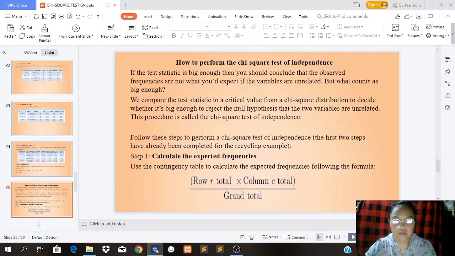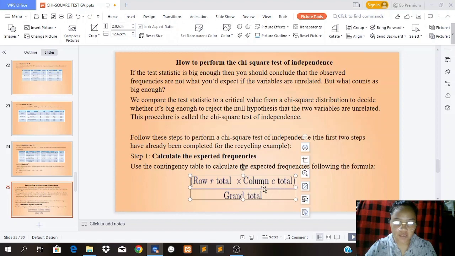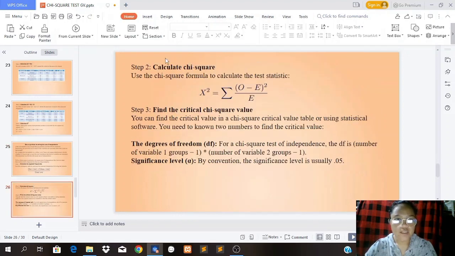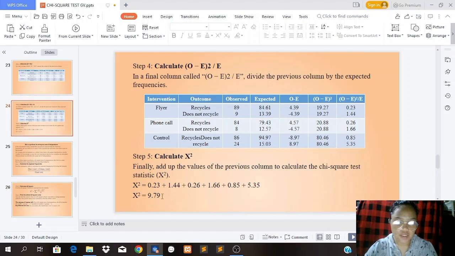Follow the steps to perform a chi-square test of independence. The first two steps have already been completed for the recycling example. Step 1. Calculate the expected frequencies. Use the contingency table to calculate the expected frequencies following the formula. So, we already got the expected frequencies using that formula. Step 2. Calculate chi-square. Use the chi-square formula to calculate the test statistic. So, we already got the chi-square, which is 9.79.